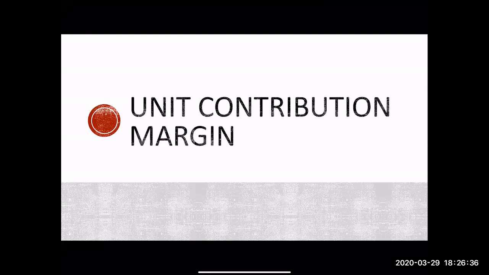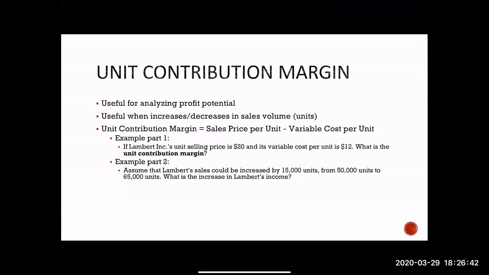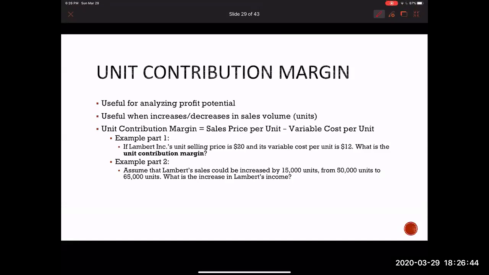Everyone. So now we're going to dive into unit contribution margin. Unit contribution margin is kind of a play off of contribution margin and all of the other ones that we learned before this. But now we're looking at it on a per unit basis. So unit meaning on a per unit basis.